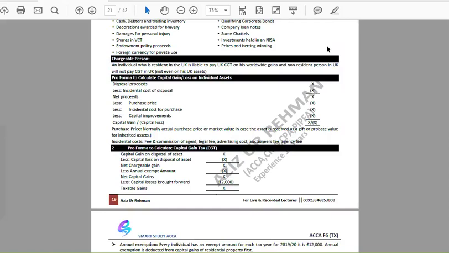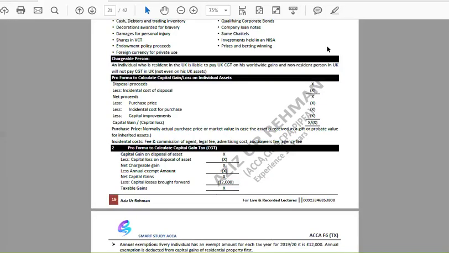For example, we have learned in our last class how to calculate gain or loss on disposal of a specific asset. If we have sold an asset, we just need to write down the disposal proceeds, deduct the cost of that asset, and we have the capital gain.